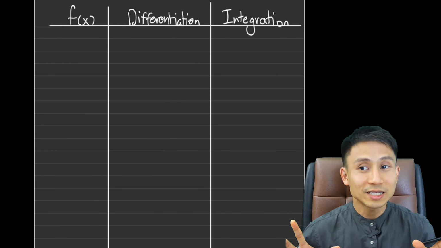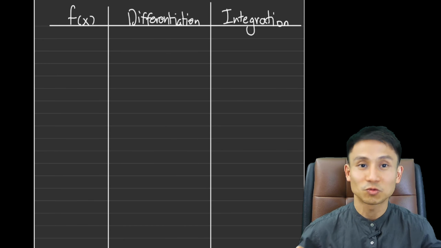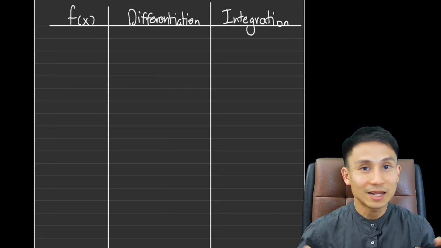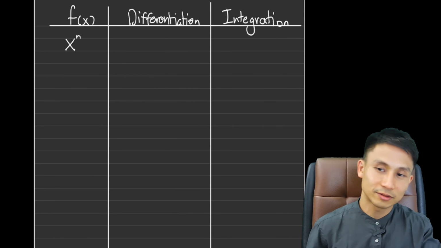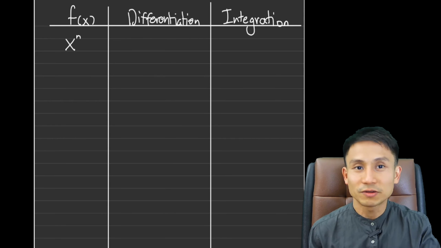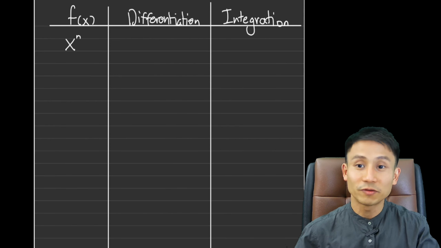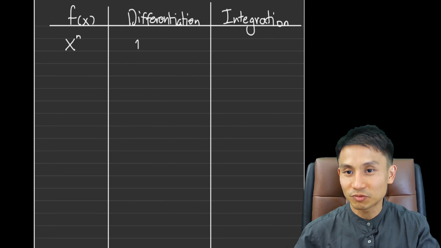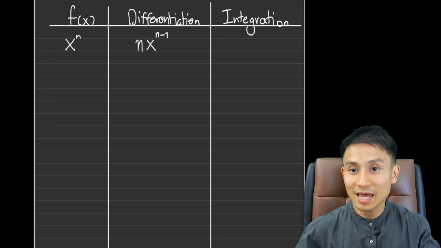Perhaps the most basic function to differentiate or integrate, and this is also perhaps the very first one that will be taught in any syllabus. So it is a polynomial function, which is x to the power of n, where n can be any number, positive or negative, a fraction, but there are some exceptions, which I'll tell you later. So if you differentiate x to the power of n, the most intuitive way to learn this is just to bring n down to multiply in front, and then we have power subtracted by 1. So that is n times x to the power of n minus 1.